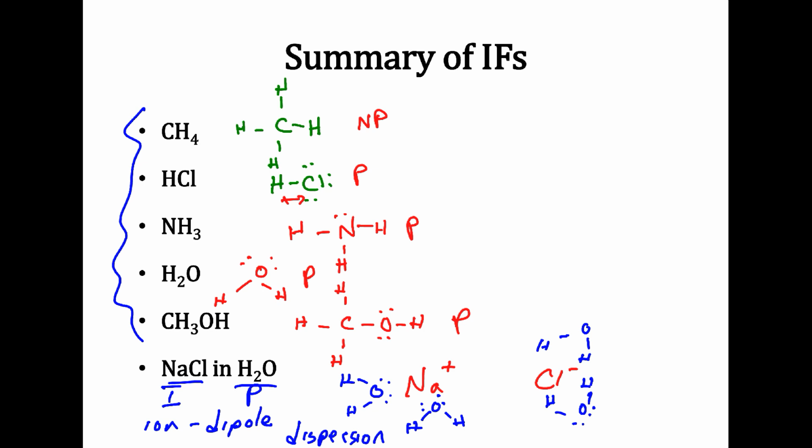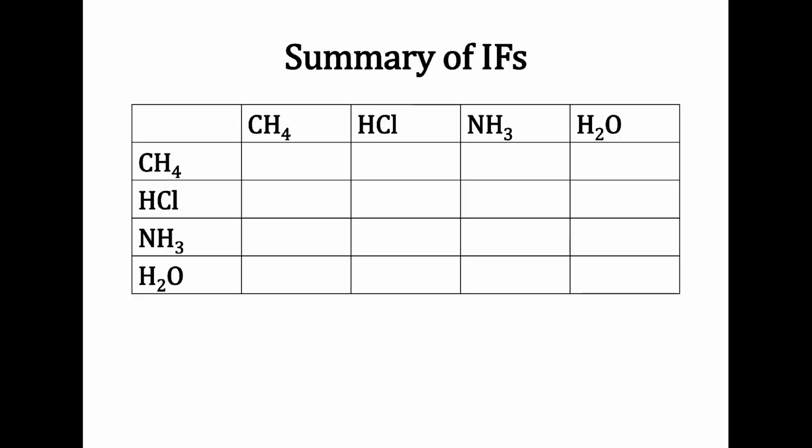So let's go ahead and look at some interactions between these molecules. So here, if we have CH4, recall that CH4 is nonpolar, HCl is polar, ammonia is polar, and H2O is polar. So if we have methane, CH4, interacting with another methane molecule, it would be two nonpolar molecules interacting. So in this case, the only intermolecular force that would be present would be dispersion.